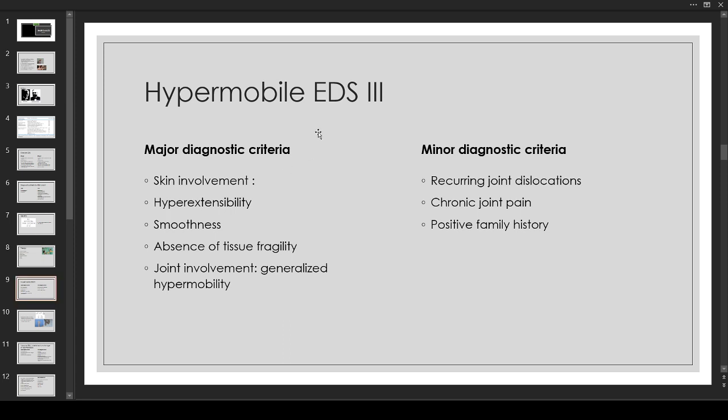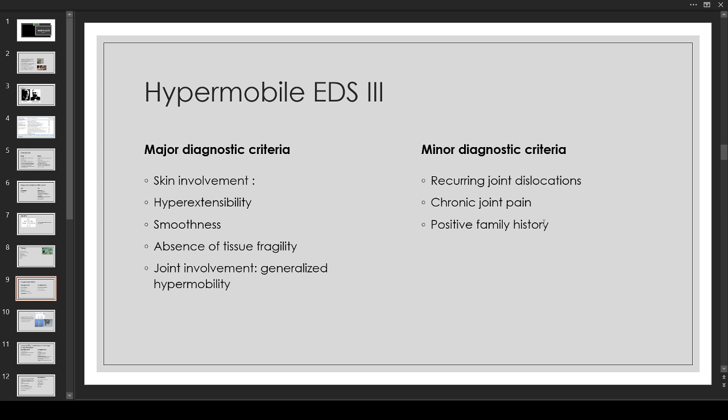Now moving on to type 3. It is called hypermobile EDS. It is inherited as autosomal dominant, such as type 1 and 2, and is characterized by major and minor criteria. Major here, in this case, are the joints and skin. Joints being generally hypermobile and skin being hyperextensible, smooth, or with absence of tissue fragility. And in minor, there are recurring joint dislocations, chronic joint pain, and positive family history.